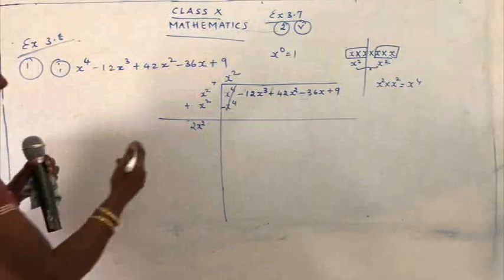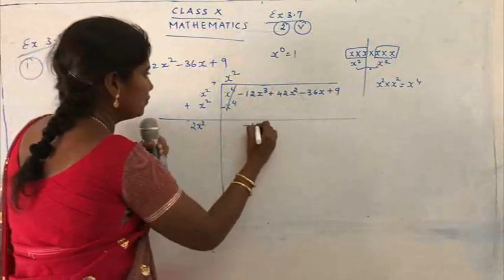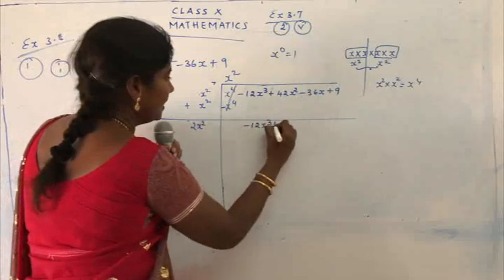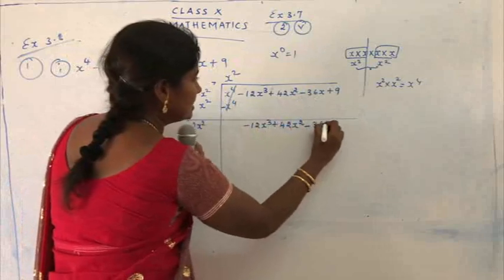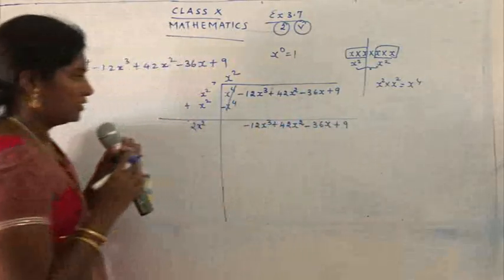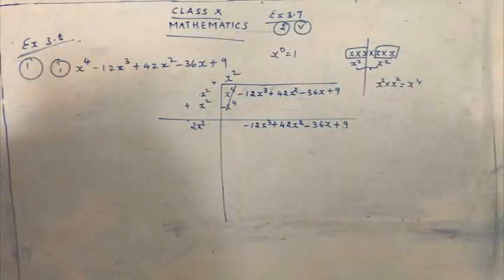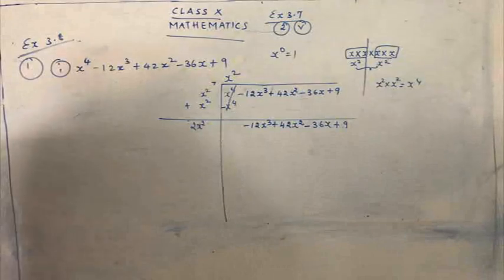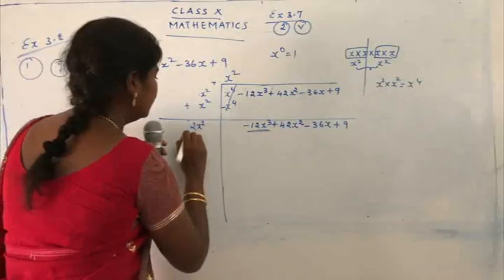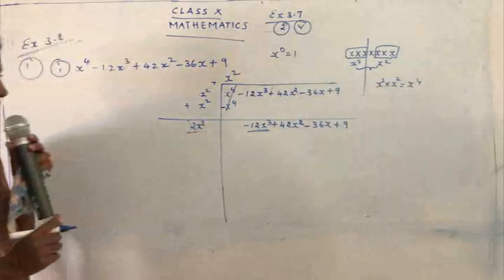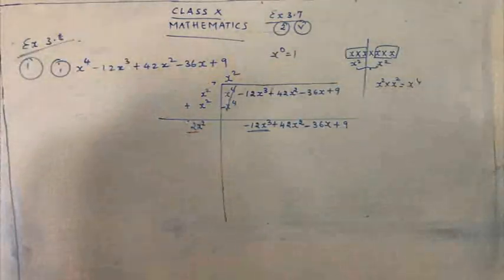See the next step, children. Just write down whatever is left. What is left here? Minus 12x cube plus 42x square minus 36x plus 9. So whatever was left, we have taken. The left out part of the polynomial has been written. Now what are you going to do? Take the first term here and the first term here. What's the answer here? It's 2x square. And what is the term here? Minus 12x cube. So you are going to divide it.